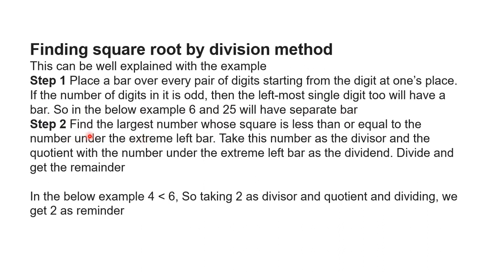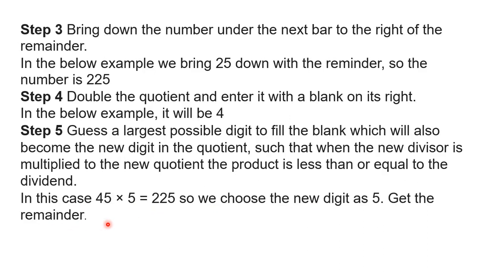Second step, we have to find the largest number whose square is less than or equal to the number under the extreme left bar, and take this number as the divisor as well as the quotient. Then divide the number and get the remainder. In the below example, 4 is less than 6, so taking 2 as the divisor and quotient and dividing, we get 2 as remainder. Then third step, we bring down the number under the next bar along with the remainder. In the given example, we bring 25 down with the remainder, so the number is 225.